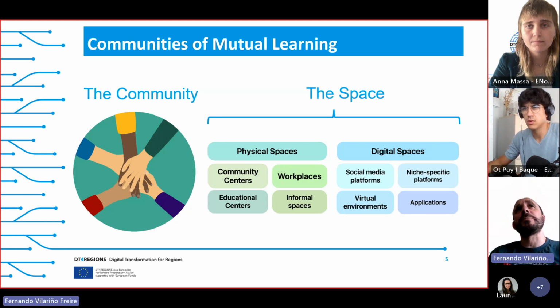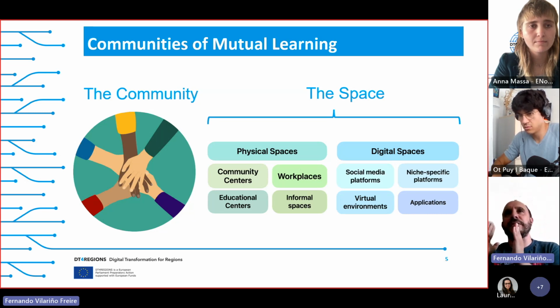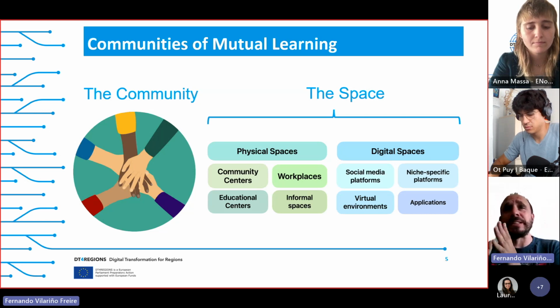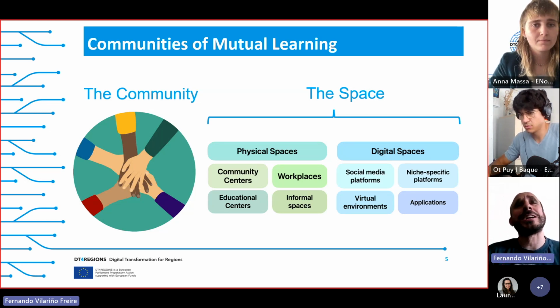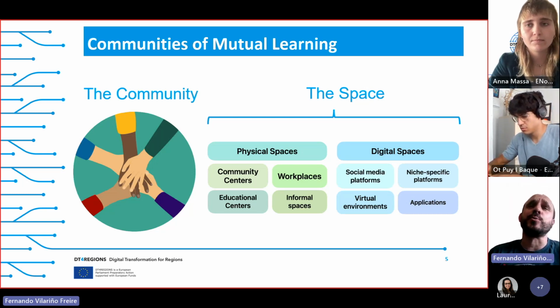So when we are talking about communities of mutual learning, we will think about a community on one side, one of the pillars, and the spaces on the other side, the other pillar. And with these spaces, we can think of physical spaces and we can think of digital spaces. And we will focus today on the digital spaces. We will leave the physical spaces and the place-based innovation to our last video that will be shared for webinar 4 in one week's time.